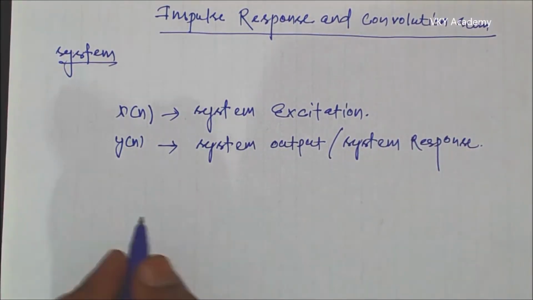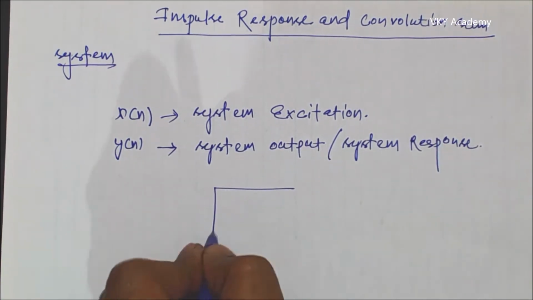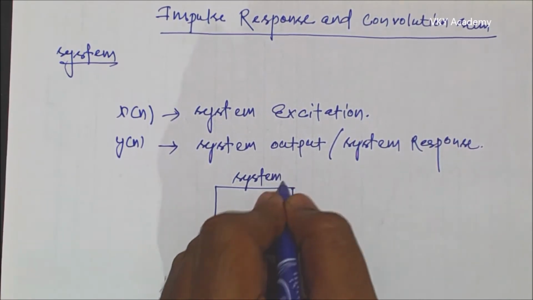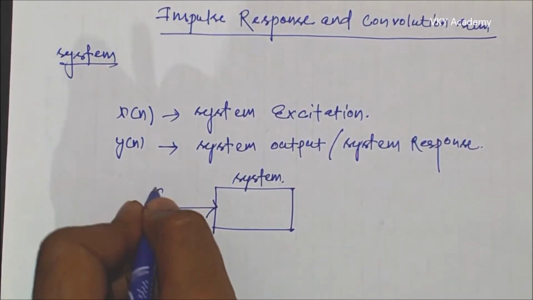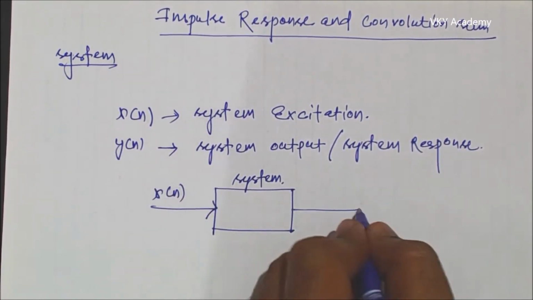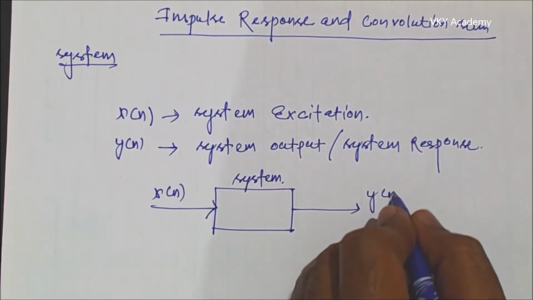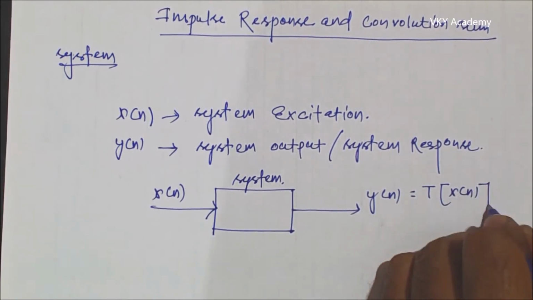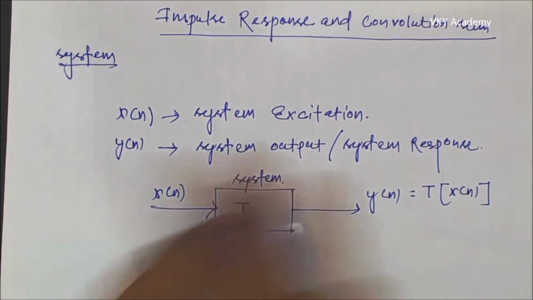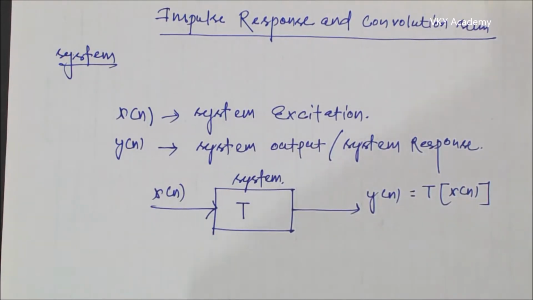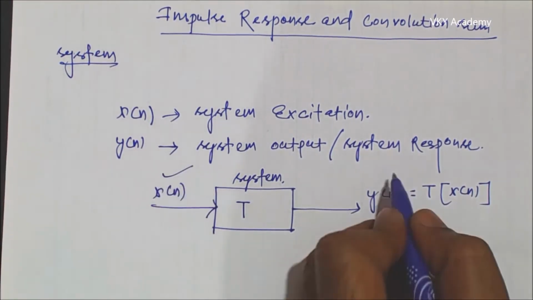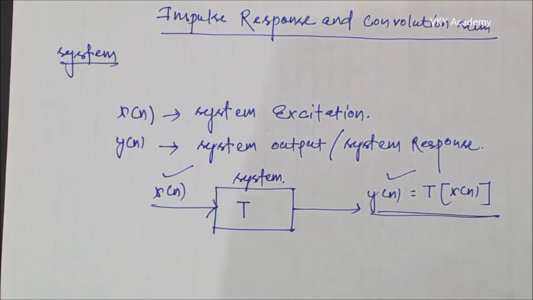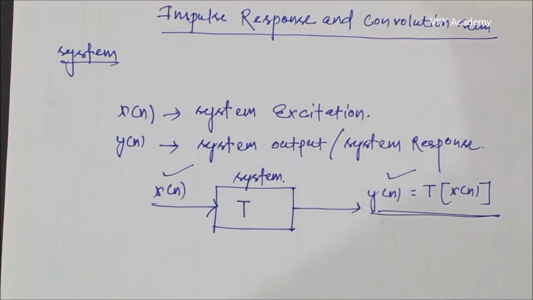Now the basic block diagram for this input-output relation is like this. If this is my system, and this is my input x of n in the discrete domain, then the output will be y of n in the discrete domain, which is generally represented as T of x of n, or you can say the transformation of x of n to y of n. So this is also a signal and this is also a signal, but this is my transformed signal. This one is called the system response and this is my excitation.